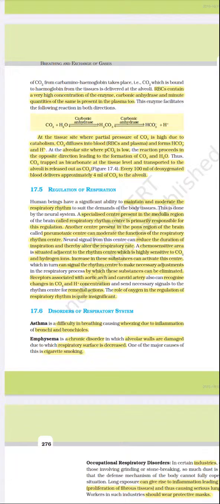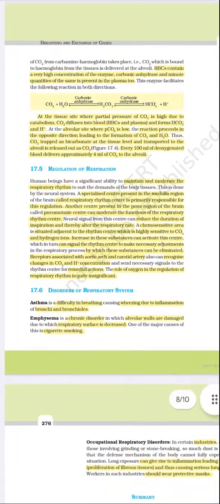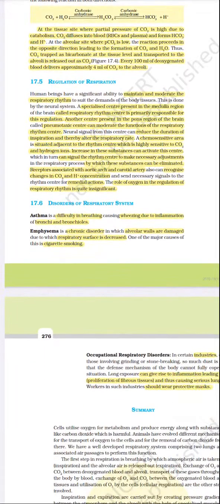carbon dioxide diffuses into blood, RBC, and plasma and forms HCO3 and H plus. At the alveolar site, where partial pressure of carbon dioxide is low, the reaction proceeds in the opposite direction, leading to the formation of carbon dioxide and H2O. At the alveoli it is released out as carbon dioxide. Every 100 milliliter of deoxygenated blood delivers approximately 4 milliliter of carbon dioxide to the alveoli. Regulation of respiration.